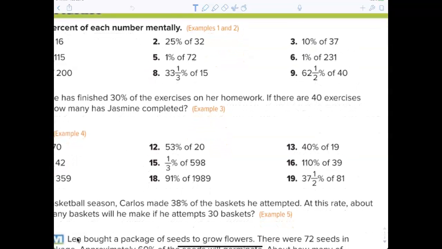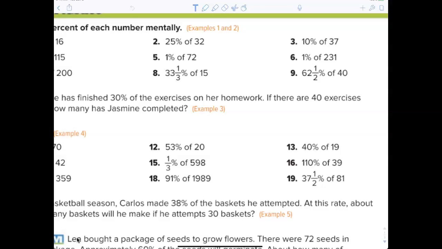10% is important also. 10% of 37. Who can tell me what 10% of 37 is? Of course, 3.7. And why is it 3.7? Because if you divide by 10... What I really want everybody to say is: with 10%, what do I do? You move the decimal to the left one spot. 10%, move the decimal.